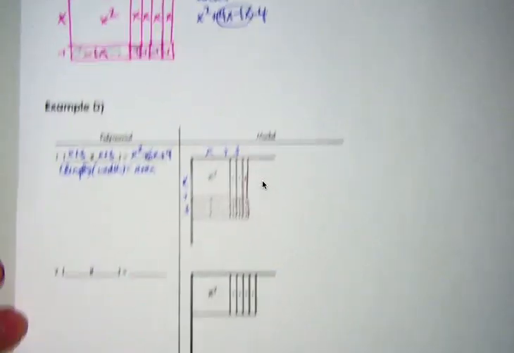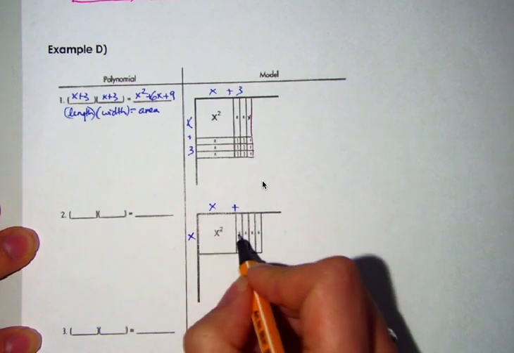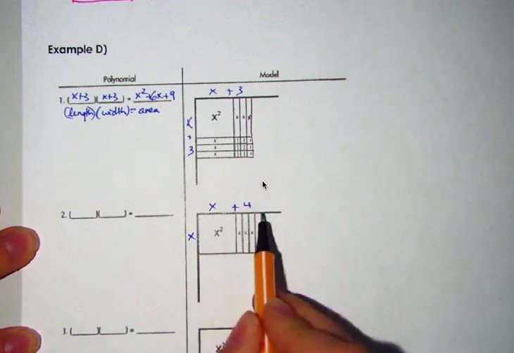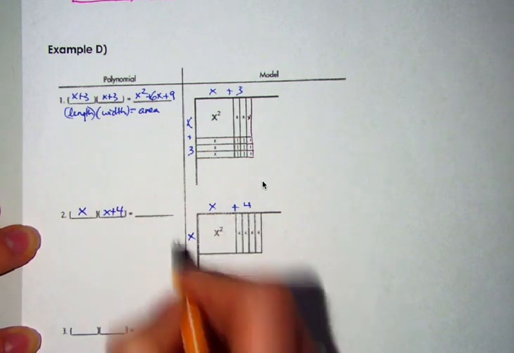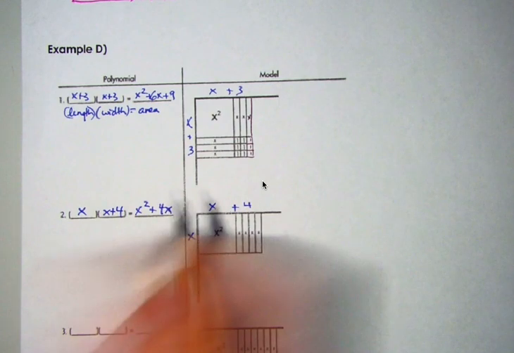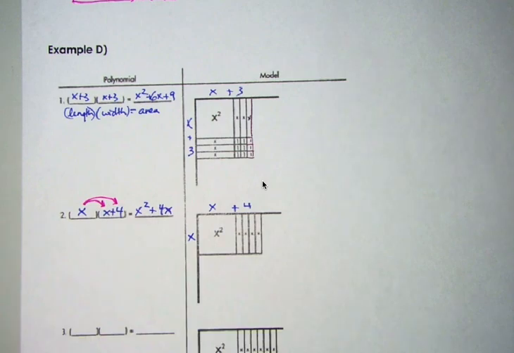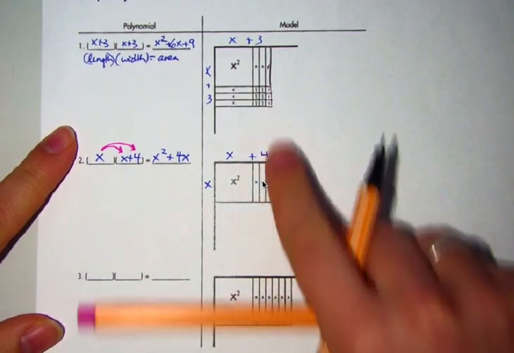All right, number 2, we have x times the quantity of x plus 4. So this length is x, and this width is x plus 4. My area, or the insides, are x squared plus 4x's. Now you should notice that all I did really is use the distributive property, but just one time instead of 2 times like in these problems right here.